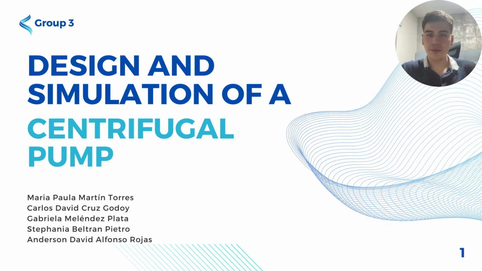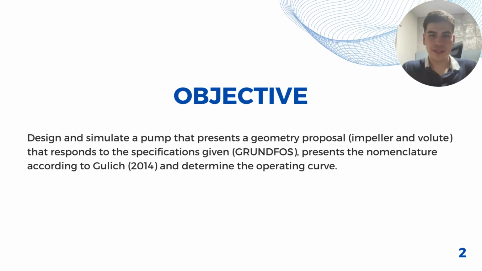Hi, we're group number 3, and we're going to present the design and simulation of a centrifugal pump. The objective of this project was to design and simulate a pump that presents a geometry proposal that responds to the specifications given and determine the operating curve.